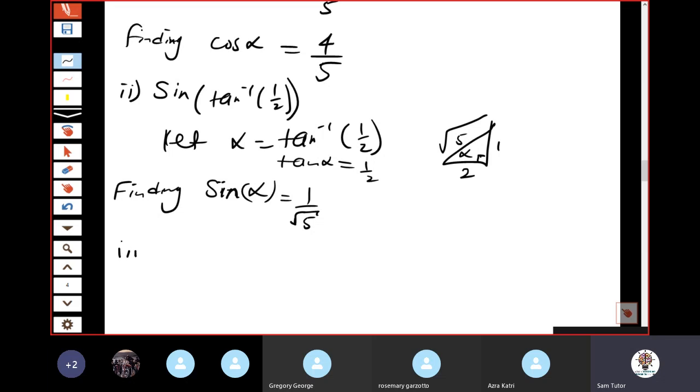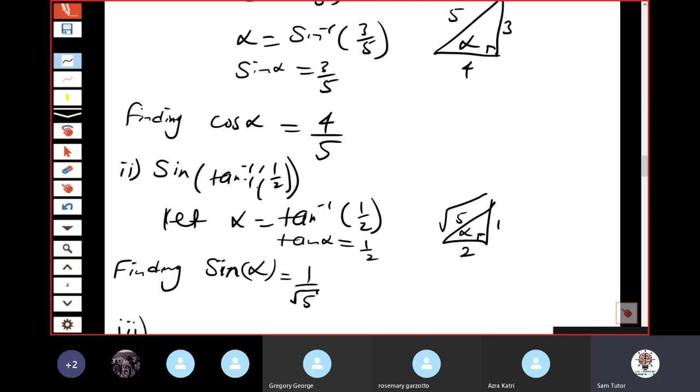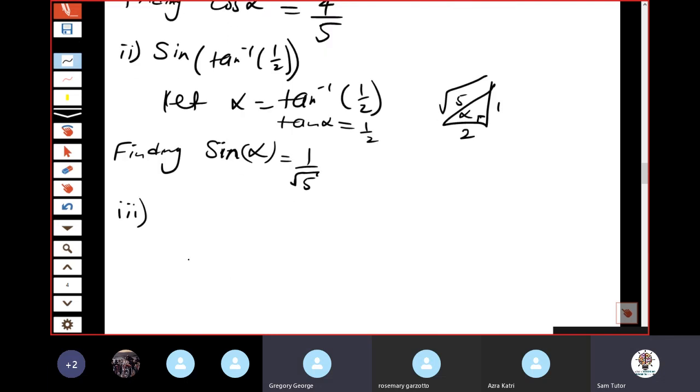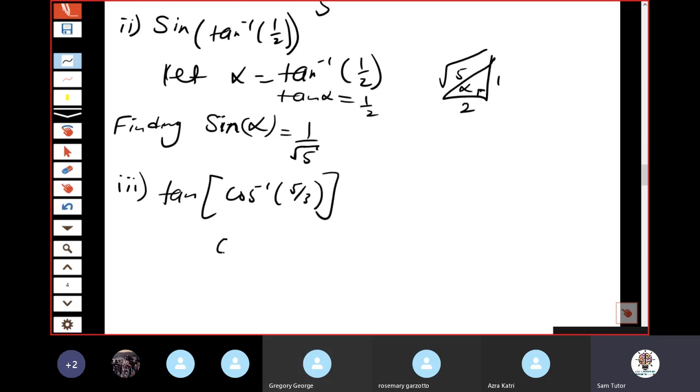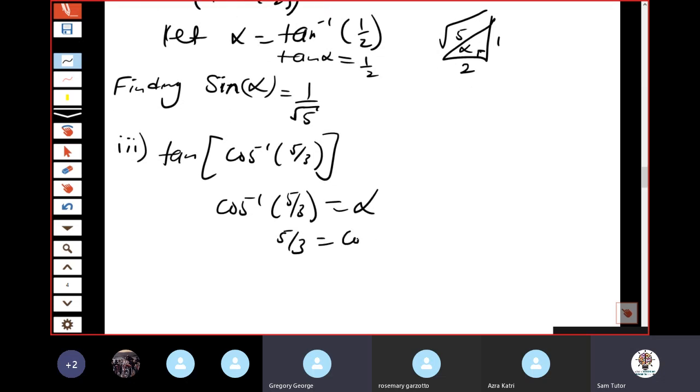Okay, Greg, let's do the next one: tan inverse. It's pretty repetitive. Once you know what you're doing, you let the angle become alpha. Then you get 5 on 3 equals cos alpha. What are you actually finding? You're finding tan alpha. Then you draw the triangle. It's adjacent over hypotenuse, 5 over 3.